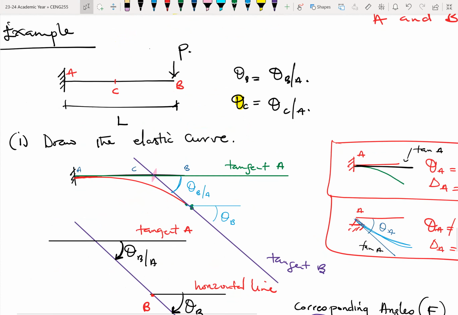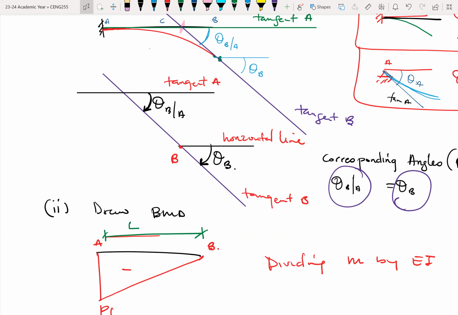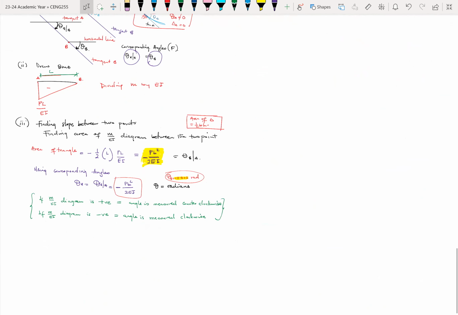Theta C, in this case, because the tangent at A is horizontal, will be the same as theta CA. And theta CA is the area of the bending moment diagram between C and A. So let me just write this over here, theta CA.